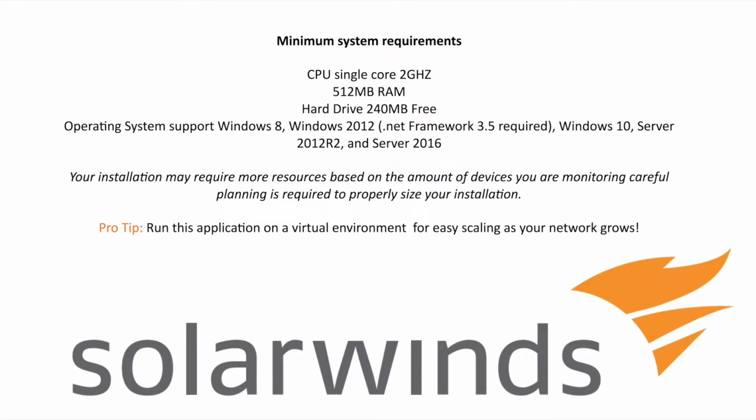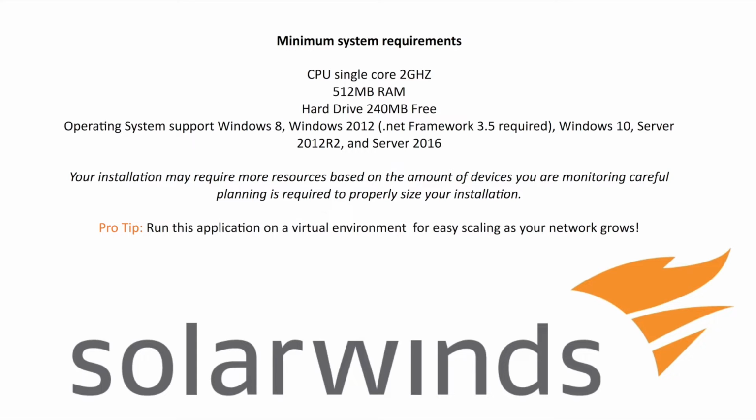Before going over the installation of the ipMonitor, let's go over some of the minimum system requirements. Some of the minimum requirements are a single CPU core running 2 GHz, 512 MB of RAM, and 240 MB of free hard drive space. Now, of course, this is assuming a basic system installation. However, your installation may require more resources based on the amount of devices you are monitoring. So I recommend carefully planning this before going into production.